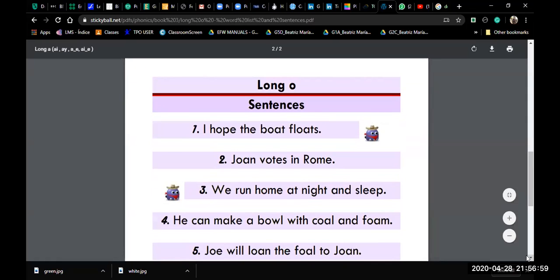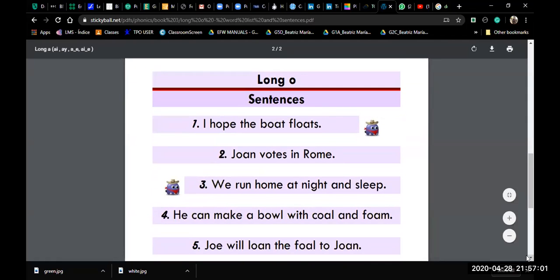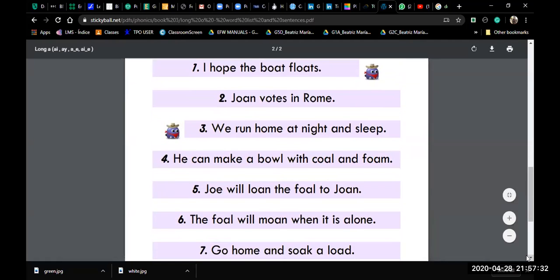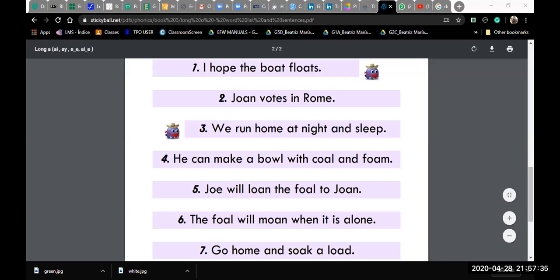Number three, we run home at night and sleep. Very good. Remember, home. Good. We can make a bowl with coal and foam. Very good. Number five, Joe will loan the foal to Joan. Very good.